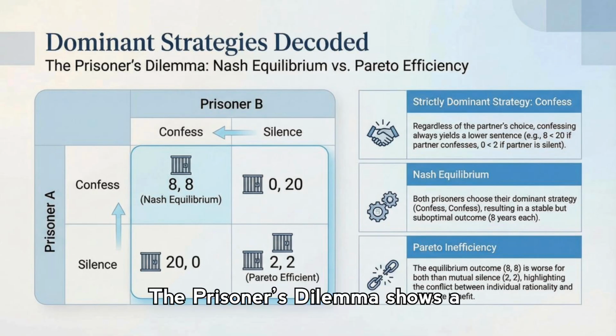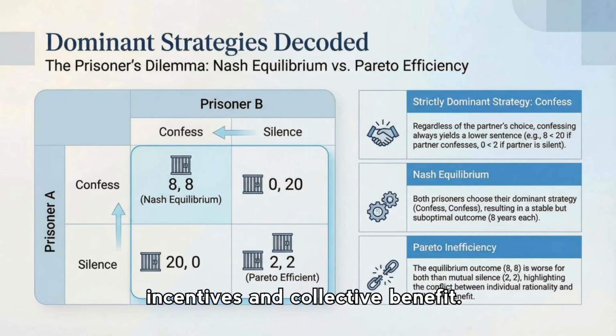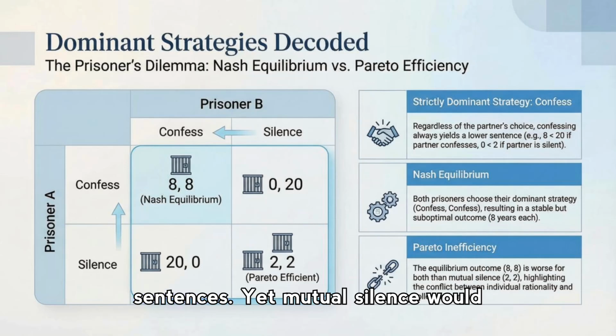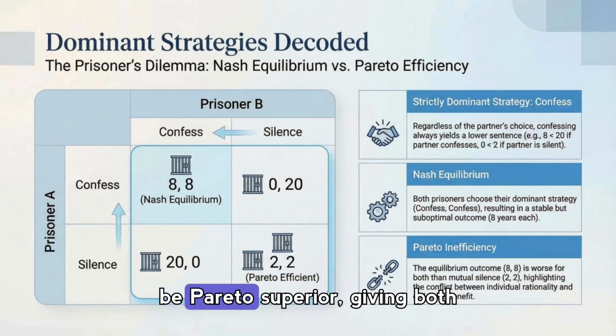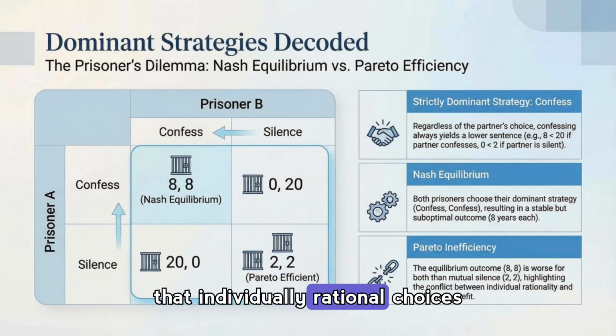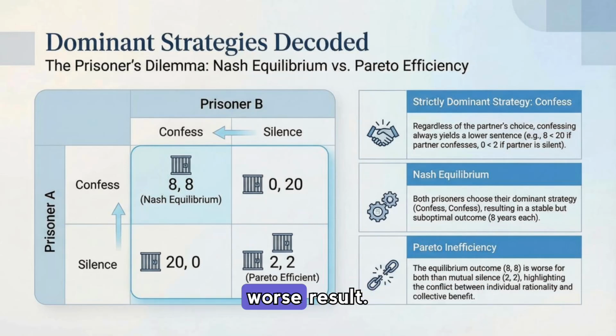The prisoner's dilemma shows a classic conflict between individual incentives and collective benefit. Each prisoner has a strictly dominant strategy to confess, which creates the Nash equilibrium of mutual confession with moderate sentences. Yet mutual silence would be Pareto superior, giving both better outcomes. The slide highlights that individually rational choices can produce a stable but collectively worse result.